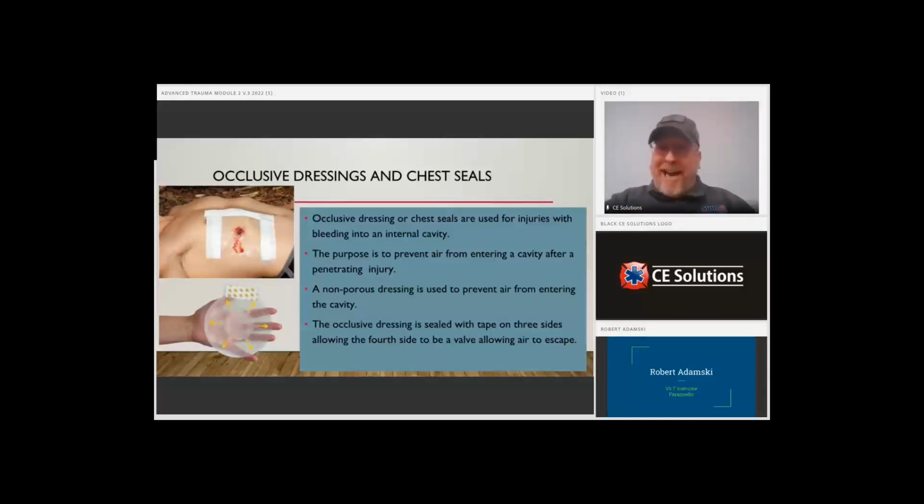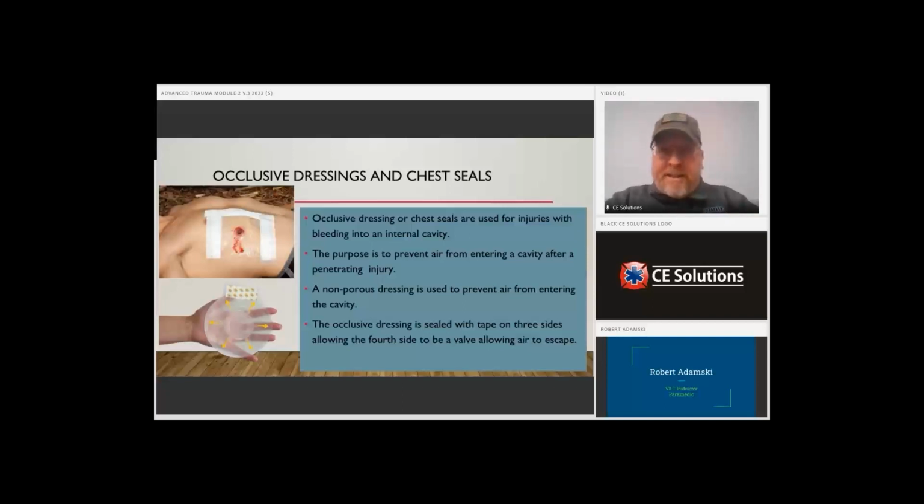And you use an airtight material, some type of plastic. You can use multiple layers of plastic wrap. You can use the outer bag or outer plastic cover from an IV bag. But it has to be airtight and it has to be firm enough that it's not going to collapse into the wound. With our occlusive dressings, if you're going to improvise one, you're going to tape it or secure it on 3 sides, people, 3 sides.